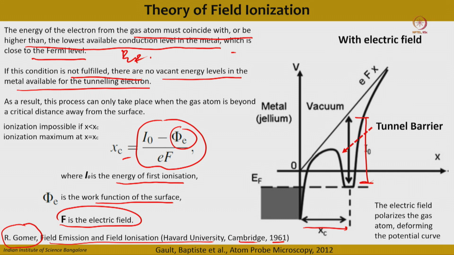Fine. So the minimum potential energy should be either near the EF or more than the EF. Your electric field should be so high that the electron can tunnel through this barrier. As a result, this process can only take place when the gas atom is beyond a critical distance from the surface, which is called xc. Ionization is impossible if x is less than xc, because the repulsive forces take action.